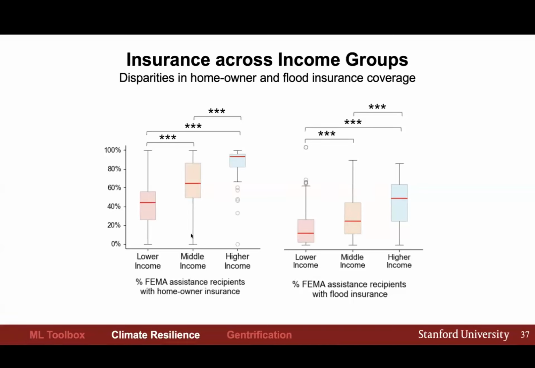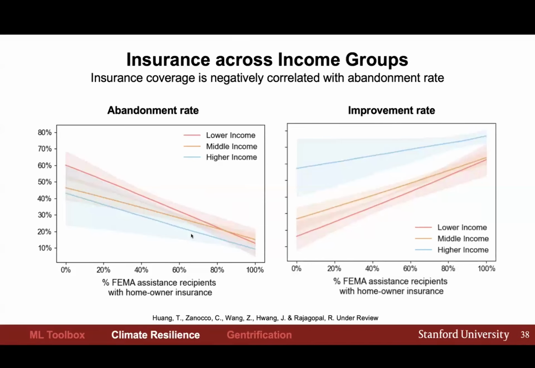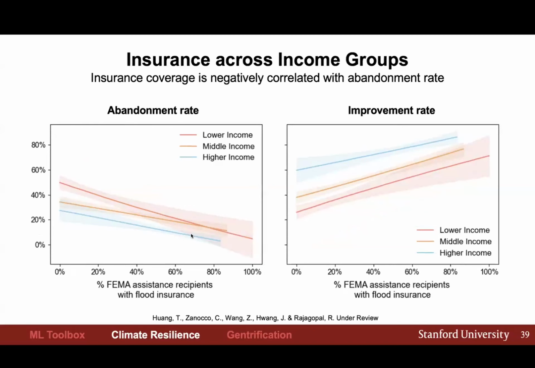And when we do a regression, we try to see whether this level of homeowner insurance and flood insurance is positively or negatively correlated with the abandonment rate or improvement rate in each neighborhood. We see this insurance actually has a pretty significant effect when we do some testing. And this is the flood insurance, which also follows similar patterns.